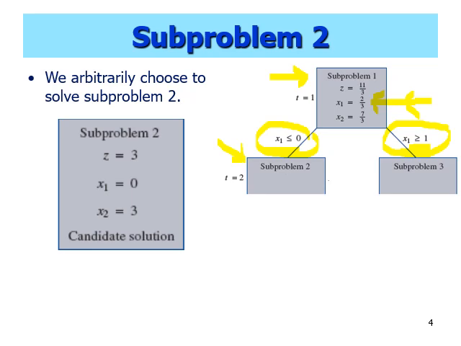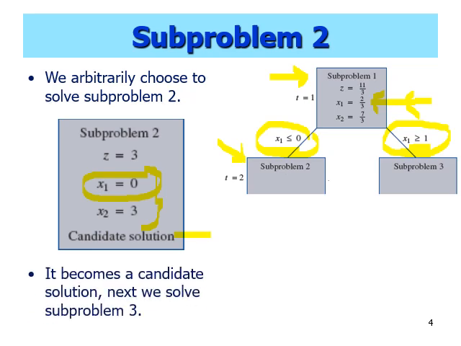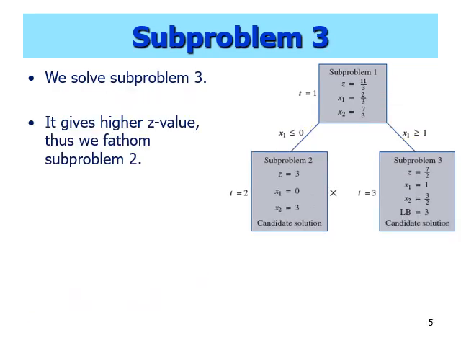When you solve subproblem 2, you get the optimal solution x1 equals 0, x2 equals 3. Now, this is a feasible solution for the original problem. That's why we say this is a candidate solution. So we update the tree with subproblem 2, which is now a candidate solution, and we fathom this subproblem because we don't need to branch it any further. We move to solve subproblem 3.